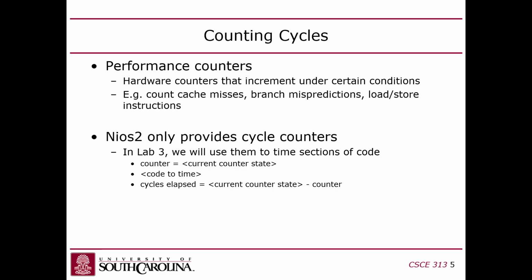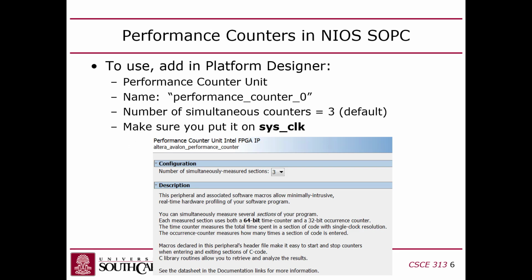But unfortunately, we don't have that ability. We only have the cycle counting ability with the NIOS, unfortunately. So we'll have to make do with that. So we want to add another peripheral called, they call it the performance counter unit, but again, it's a misnomer because it's not really a performance counter. It's really just a cycle counter. They kind of oversold this thing a bit, in my opinion. But you add the performance counter unit in Platform Designer. And the only setting is the number of simultaneously measured sections, which is 3 by default. You can just accept that as 3 and then connect it as a slave on your data master port.